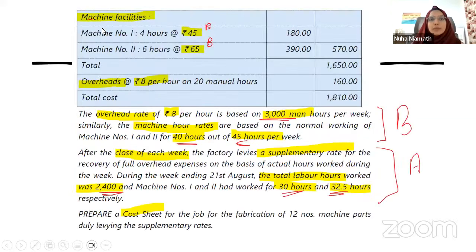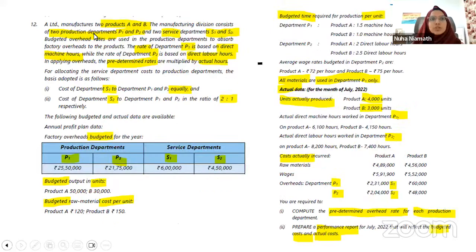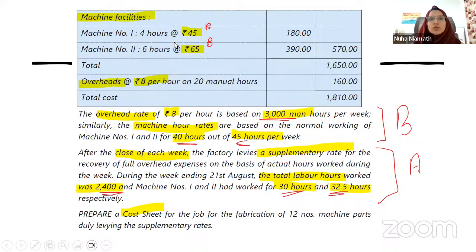Then we have something called machine facilities. Machine number 1, 4 hours at 45. Machine number 2, 6 hours at 65, which gives you a total of 570. Then additional overheads at 8 per hour on 20 manual hours for 160. So the total cost is coming to 1810.